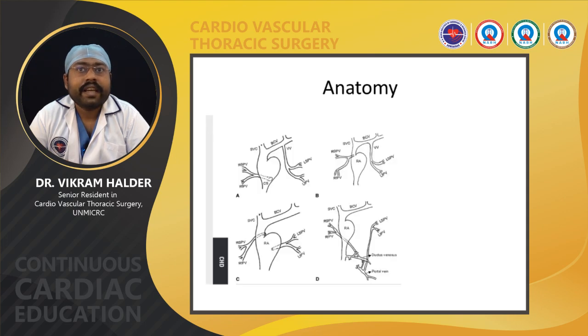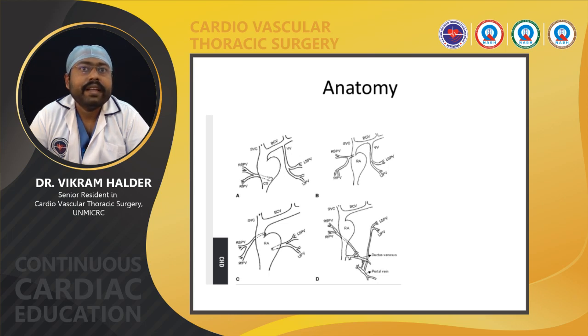In this diagram we have described 2+2. In type A, the right upper pulmonary vein and right lower pulmonary vein are draining into the coronary sinus, and the left upper pulmonary vein and left lower pulmonary vein are draining into the left innominate vein. In type B, the right superior pulmonary vein and right inferior pulmonary vein are draining into the SVC RA junction, and the left superior pulmonary vein and left inferior pulmonary vein are draining into the vertical vein through the innominate vein.